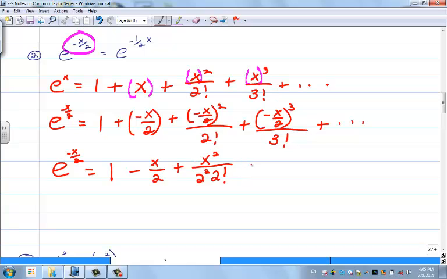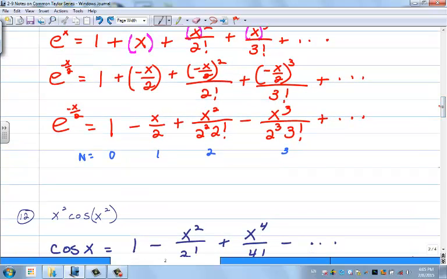And then the next sign is going to be negative x cubed, and then on the bottom you're going to do 2 cubed times 3 factorial. And if you check this out, it looks like a fairly simple pattern. Let's see what the n's are here. This is n equals 0, and then 1, and 2, and 3, etc. And if you look at that, you can see that the n's and the powers of x's and the factorials and the powers on the 2 in the bottom are all matching.